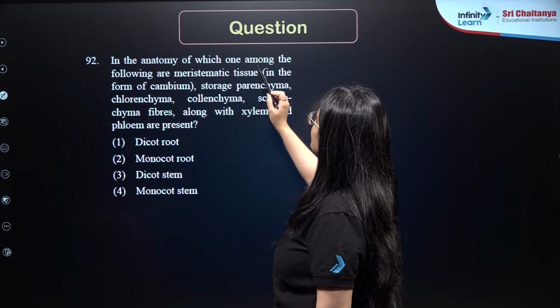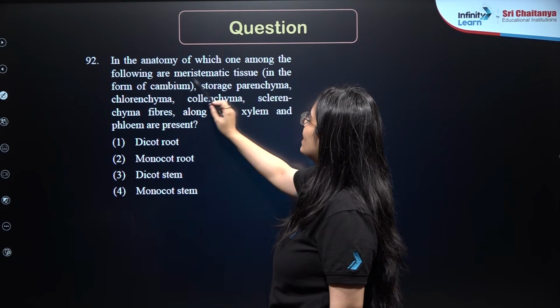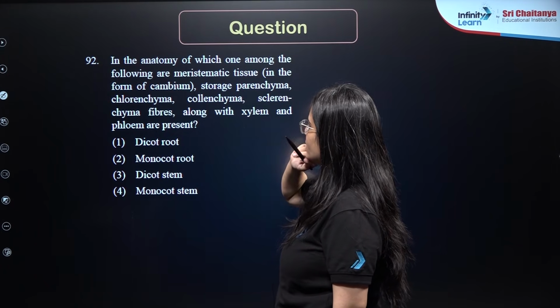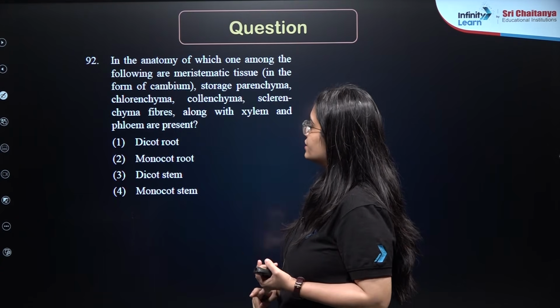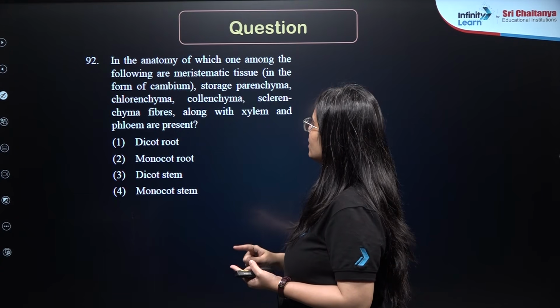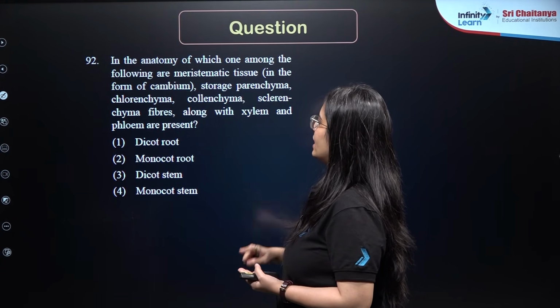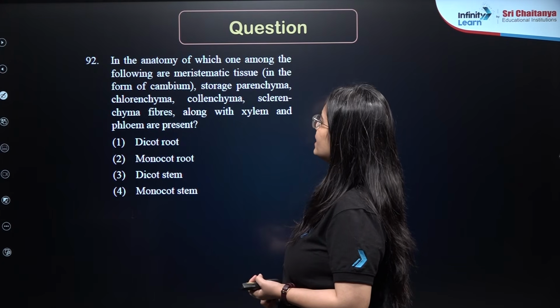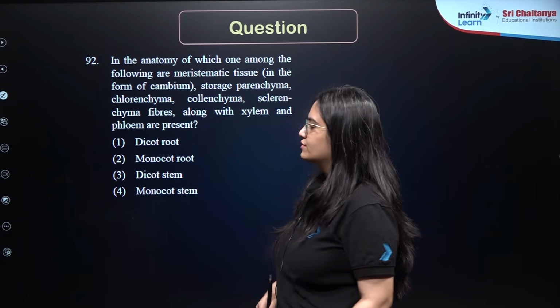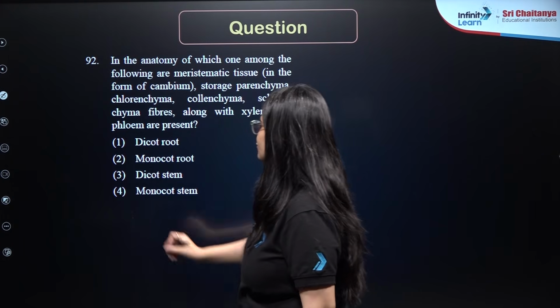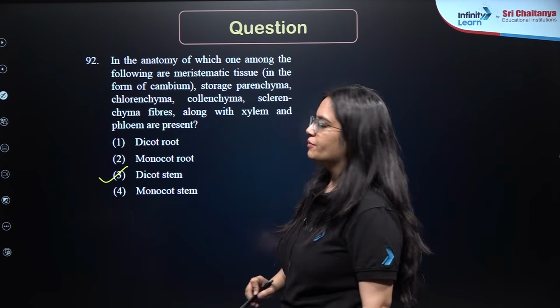In anatomy, which one among the following are meristematic tissue? Means the cambium, storage parenchyma, collenchyma, chlorenchyma, sclerenchyma fibers along with xylem and phloem are present. All this will be, my dear students, in dicot stem.